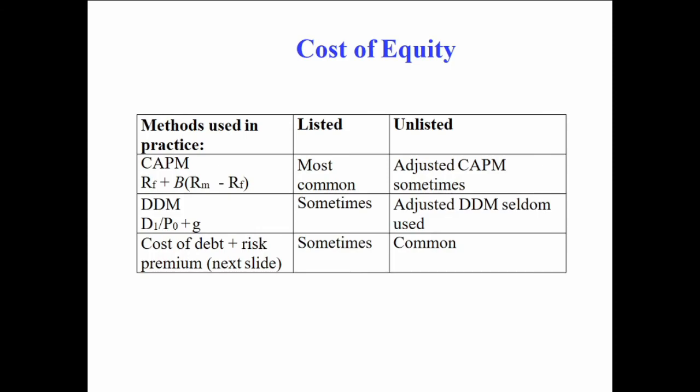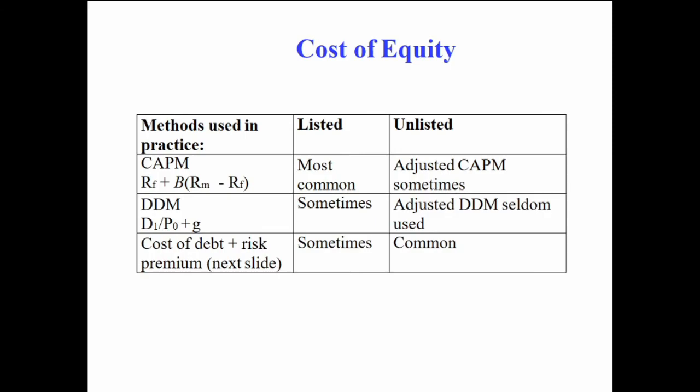Another way we can determine the cost of equity is by using the dividend discount model. How we calculate the cost of equity in this case is to determine the dividend that is going to be paid in 1 year's time, divided by the price of the share, plus the growth rate that is expected in dividends. This is sometimes used to value listed companies, however not as common as the capital asset pricing model, and the dividend discount model is not often used to value unlisted companies.